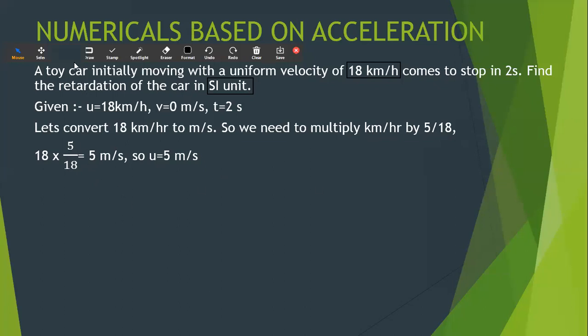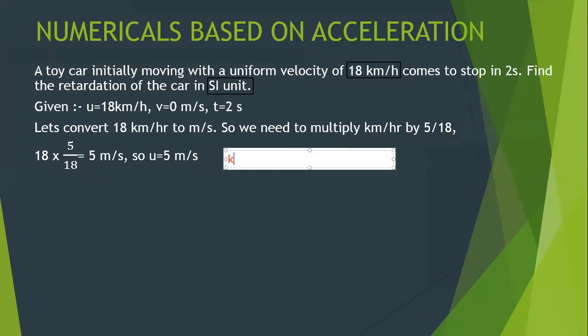Okay, now understand what we have to do. We have to convert kilometer per hour into meter per second. That's what I want to do, beta. So for kilometer per hour, I want to convert kilometer into meter, and I want to convert hour into second. That's what I have to do. So you know, 1 kilometer per 1 hour is equal to how many meter per 1 second?